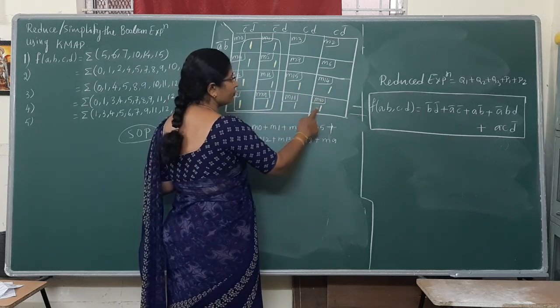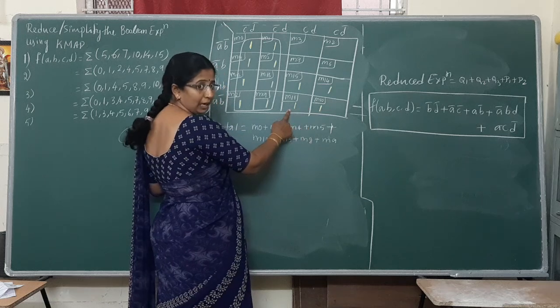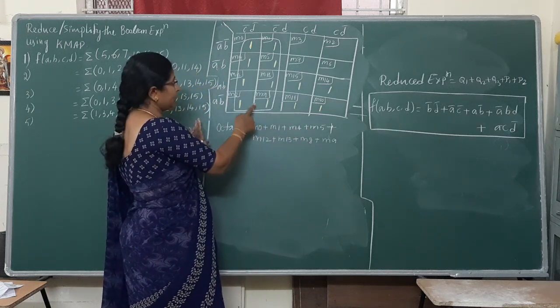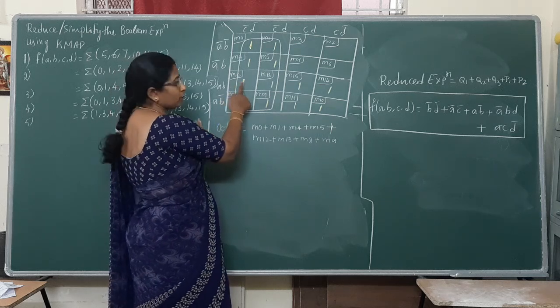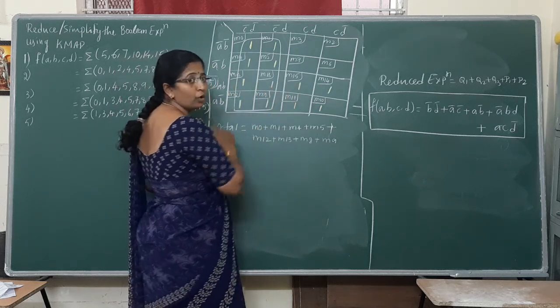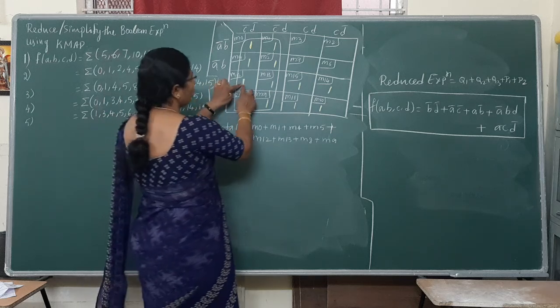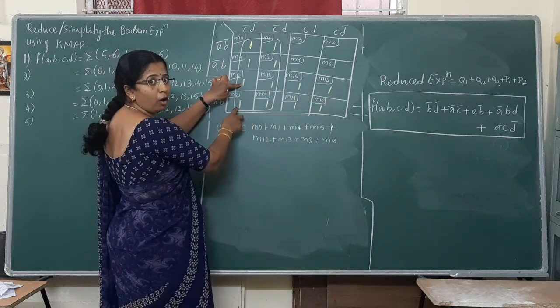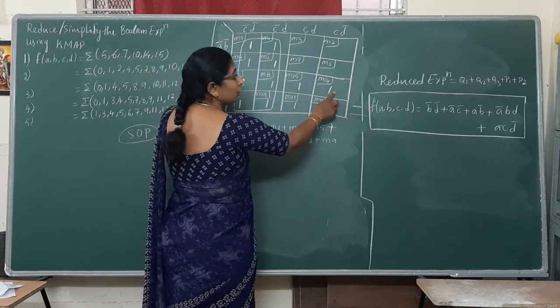15 is adjacent to 14, 14 is adjacent to 10, 10 is adjacent to 11. Please don't go for the quad. See, 11 is adjacent to 9, 9 is adjacent to 8, 8 is adjacent to 12, 12 is adjacent to 13, 13 is adjacent to 15. So, 1, 2, 3, 4, 5, 6, 7, 8. Go for octa grouping rather than the quad.